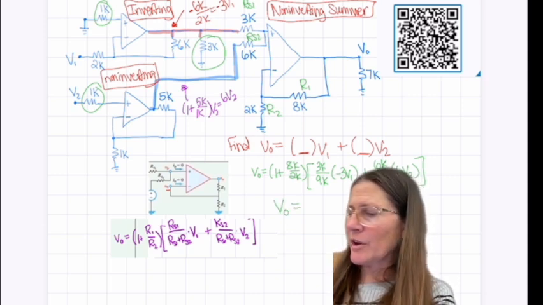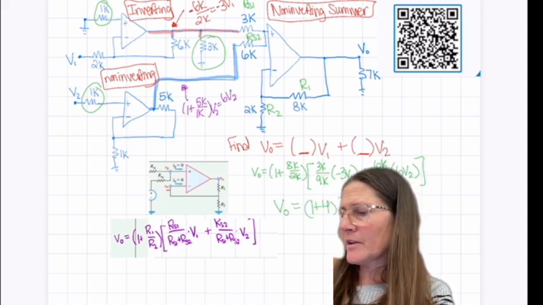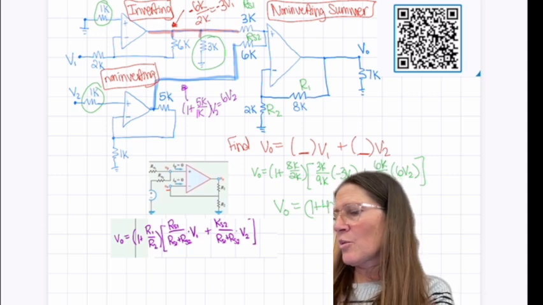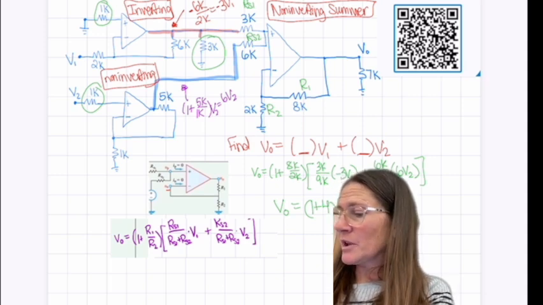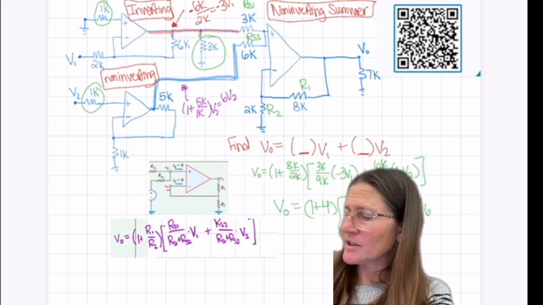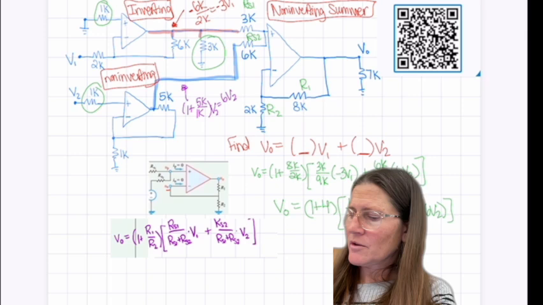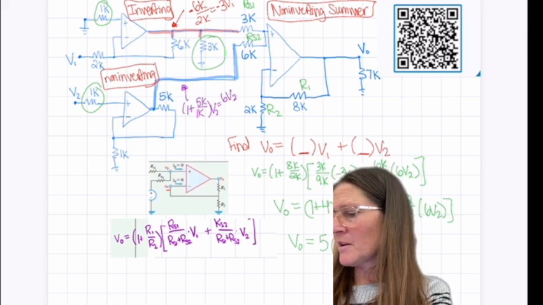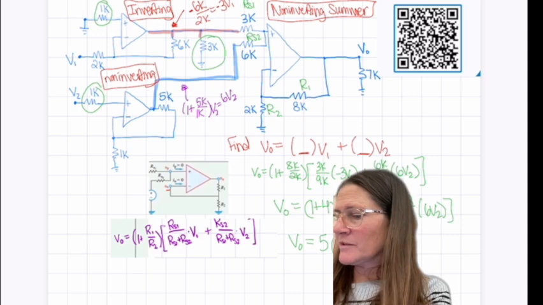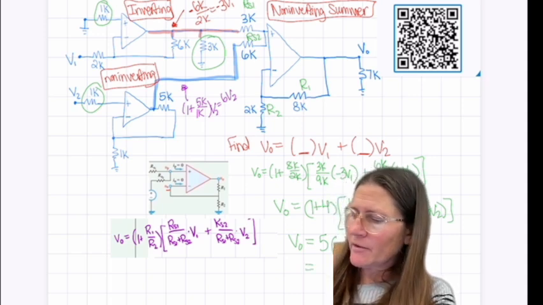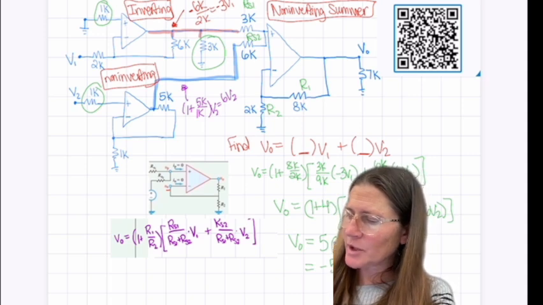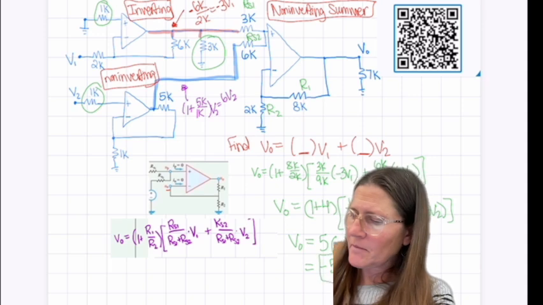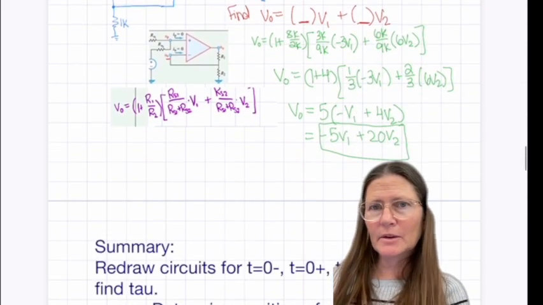So this gives us 1 plus 4, times 1 over 3 times minus 3V1, plus 2/3 times 6V2. So V out will be 5 times a negative V1 plus 4V2, for negative 5V1 plus 20V2.